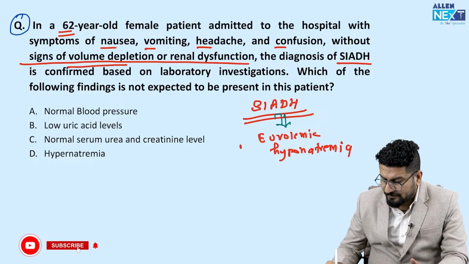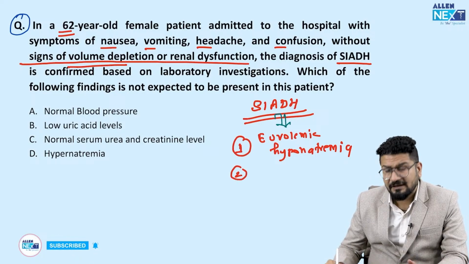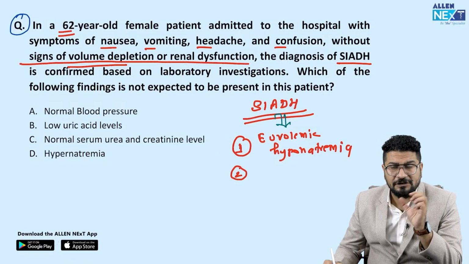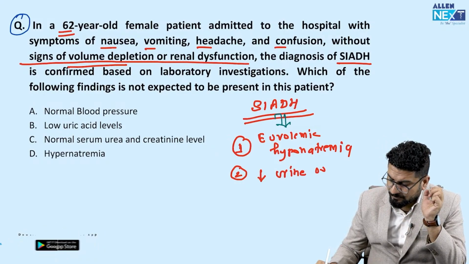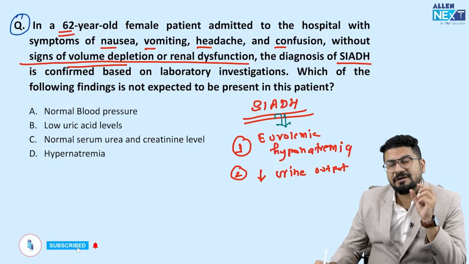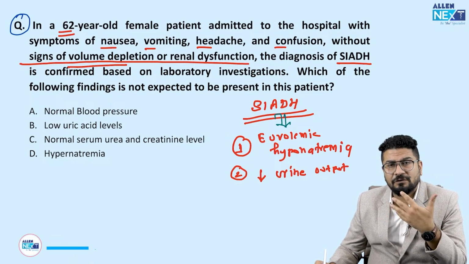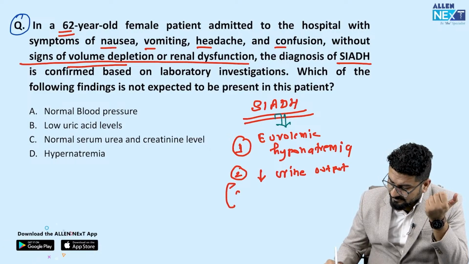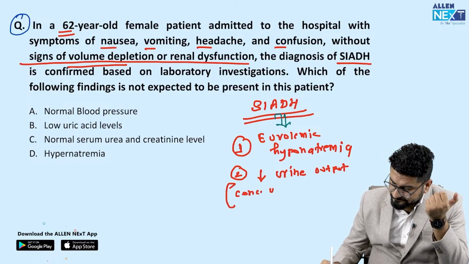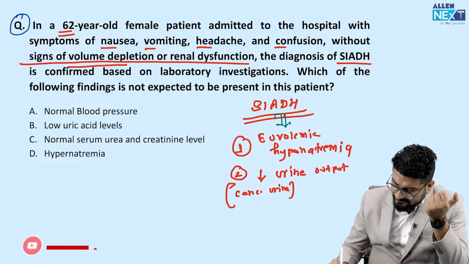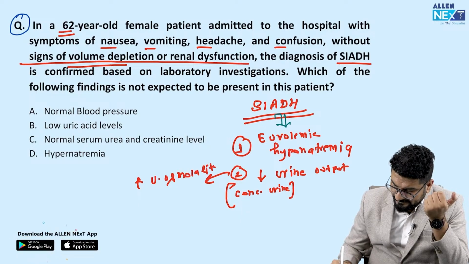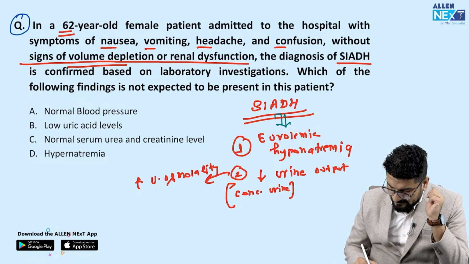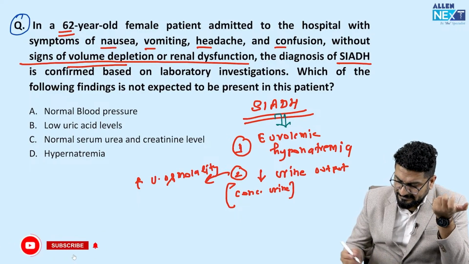And the second important finding you will see in a patient of SIADH is a very low urine output. So there will be a decrease in urine output. And this will be concentrated urine with increased urine osmolality. So urinary sodium will increase. Simple. Now try to understand this. BP can be normal. Yes, it can be.